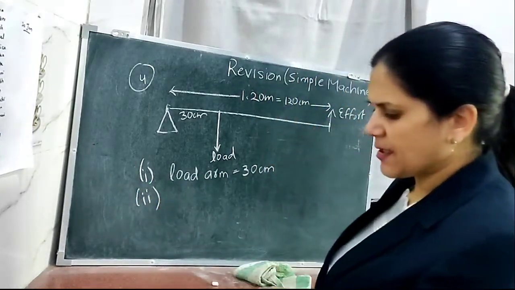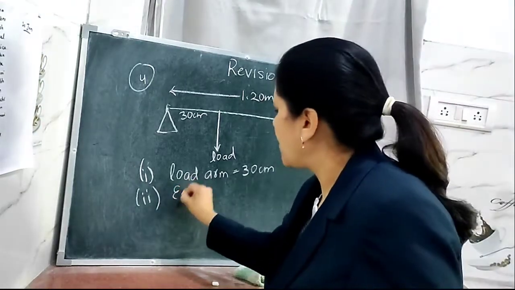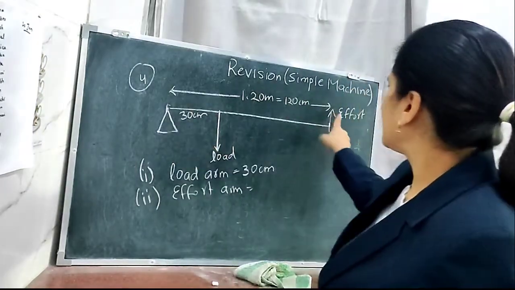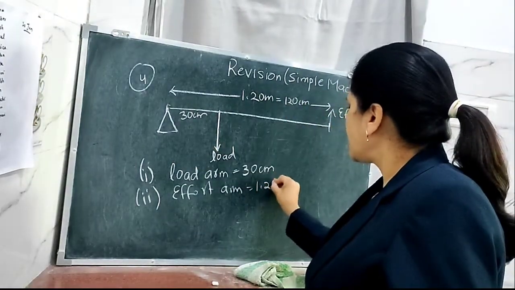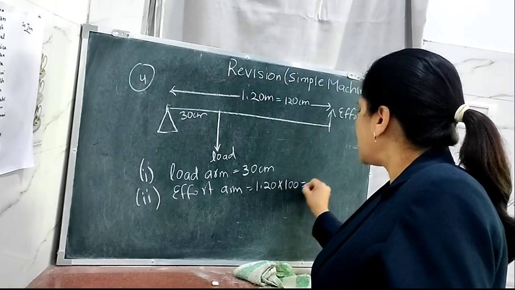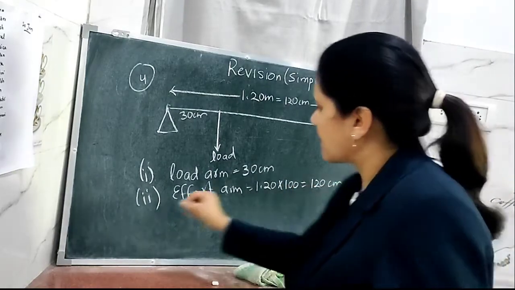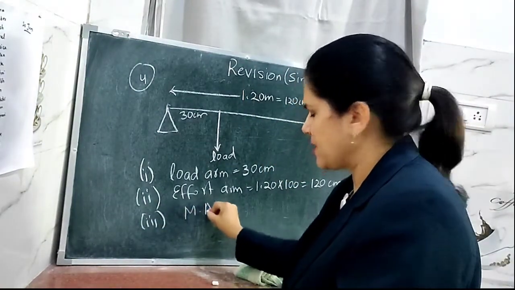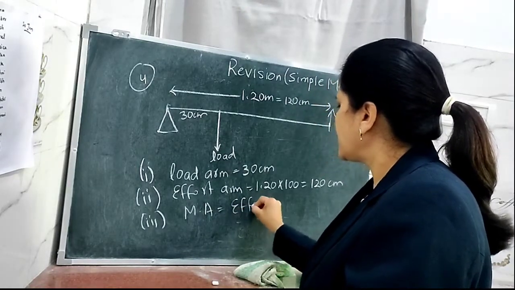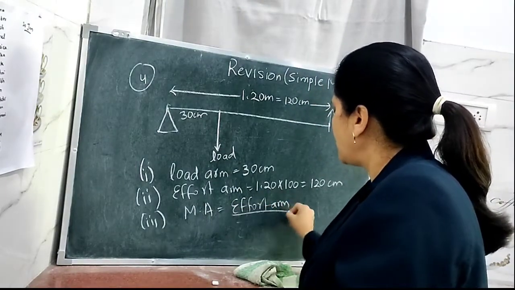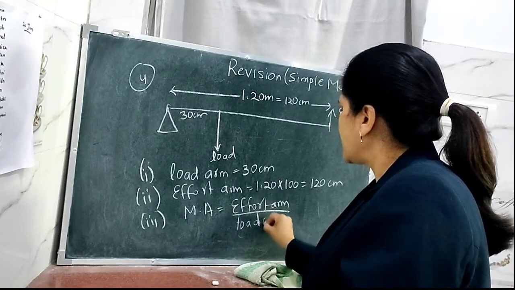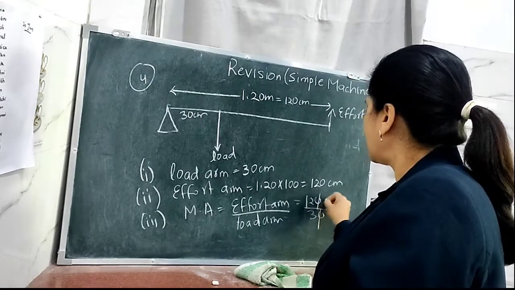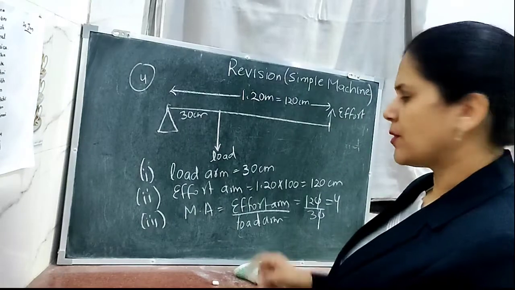Now second part they are asking us here to find out the effort arm. Now what is the effort arm? Effort arm is the distance between the fulcrum to the effort, that is equal to 1.20 into 100. It is equal to 120 centimeter. Now what is the third part? Third part they are asking us to calculate the mechanical advantage and the formula for calculating the mechanical advantage is effort arm upon load arm. Substitute the value in the given formula, 120 upon 30. Cancel out the number. Mechanical advantage is coming equal to 4.